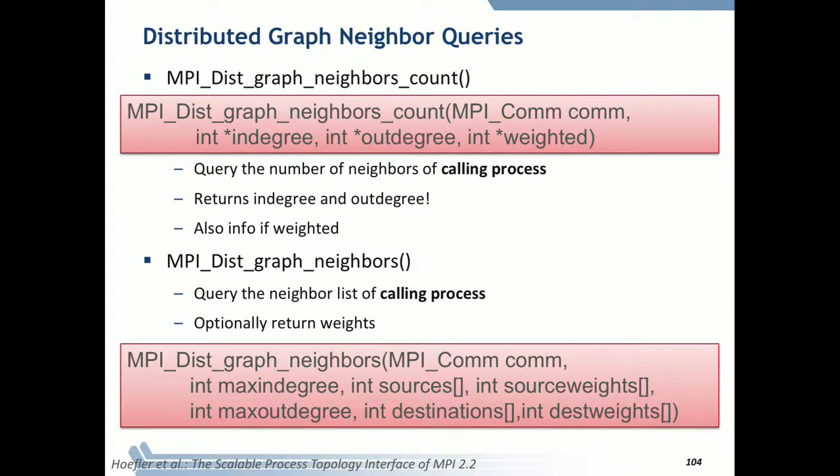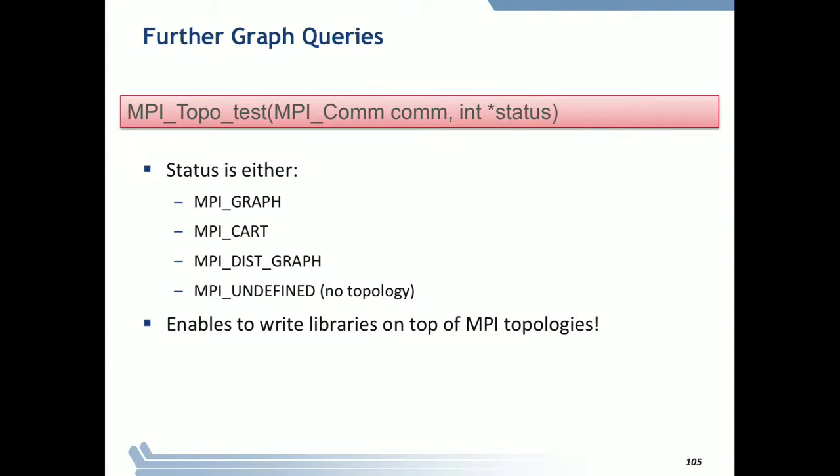Then again, there are some query functions. You can find how many neighbors you have. You can find the whole list of neighbors. So it's similar to the Cartesian, where you can find out who your neighbors are and so forth. Those things are available. And of course, since all this feature exists, if you are a library, you might want to know, given a communicator, is there a topology associated with it already? Has the user set a topology or not? You can query that using this MPI topo test function.